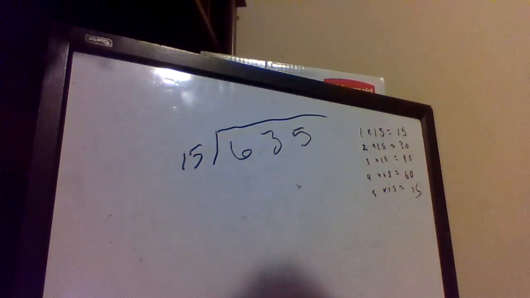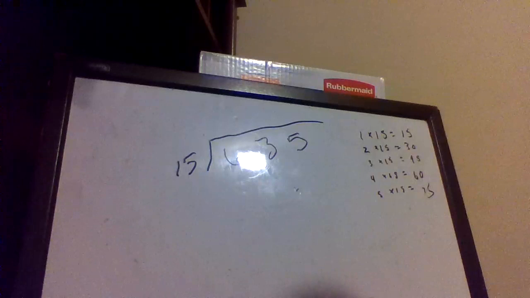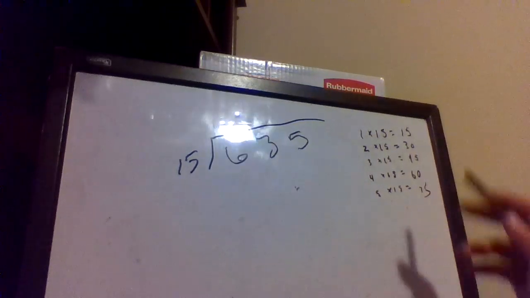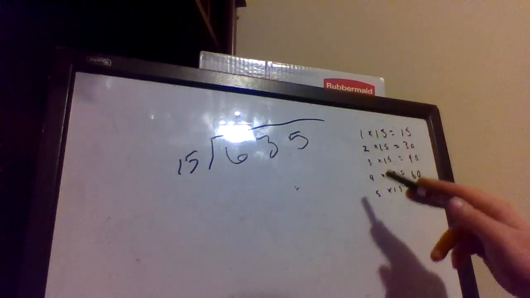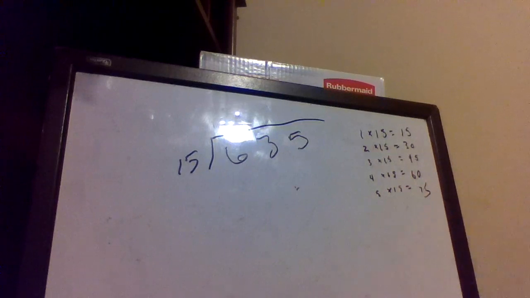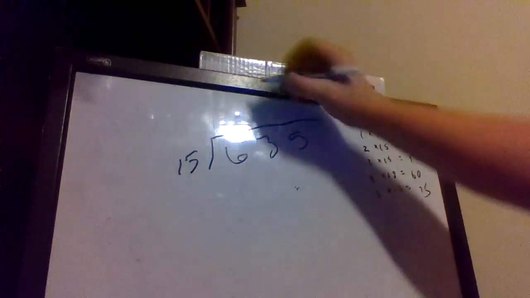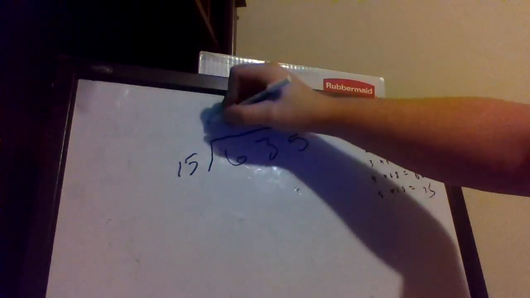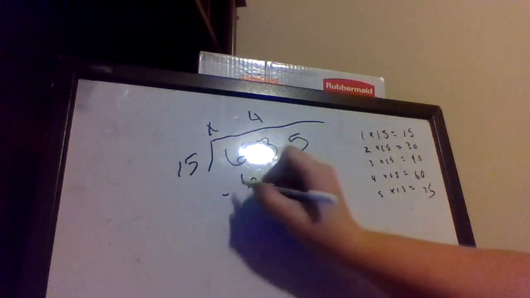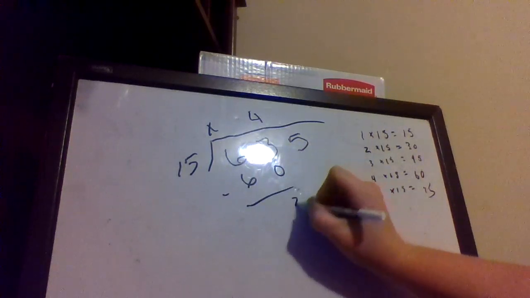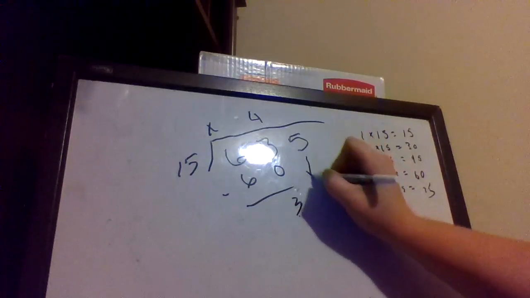Now, I'm going to go ahead and tell you, when you saw 4 times 15 was 60, I would say to myself, 60 is really close to 63. So chances are it's a 4. And it is a 4 because, see, 5 times 15 is 75. And 75 is bigger than 63. So it's a 4 because it's got to be less than 63. Four times 15 is 60. 63 minus 60 is 3. We bring down your 5.